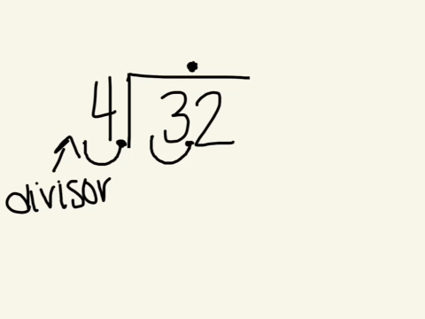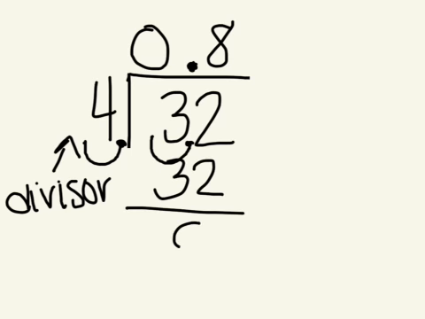So now I look at it and I say, does 4 go into 3? No, 4 does not go into 3. But does 4 go into 32? Yes, 4 goes into 32 8 times. We get our 32 and our 0. So our answer is 0.8. Okay, so however many times you move on the outside, you move on the inside and you do regular division.